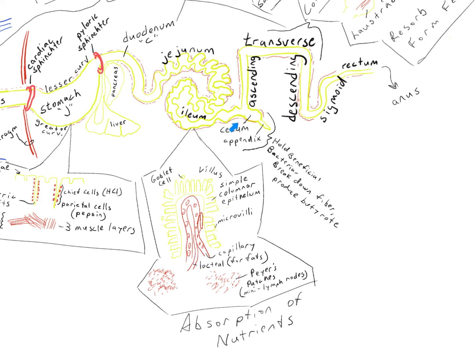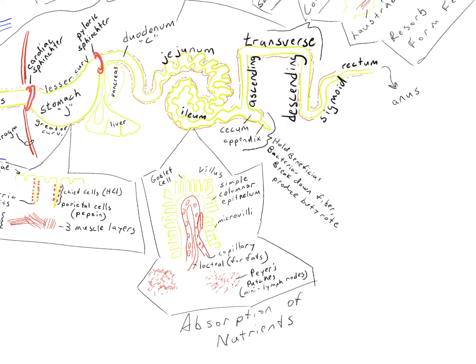Finally, if we continue down from the small intestines, we get into the large intestines. At that juncture between the ileum and the start of the large intestines, we have the cecum, a little dead-end pouch with the appendix coming off of it, and these organs hold beneficial bacteria that help to break down fiber. They produce butyrate and other substances that, as the now mostly undigestible remains of the food move into the large intestines, some of it can still be useful to our body.